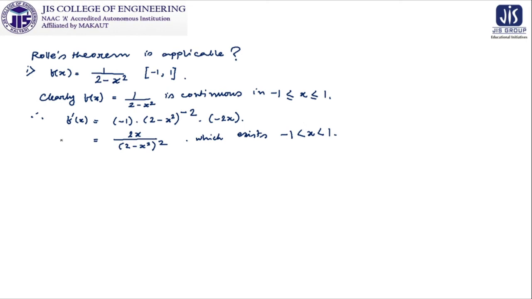Now finally we have to check what is the value of f of -1 and what is the value of f of 1. So f of -1, if we put it, we will get 1 by 2 minus 1, that is 1 by 1, that is 1. And if we find out f of 1, then also we will get 1. So f of -1 is equal to f of 1.